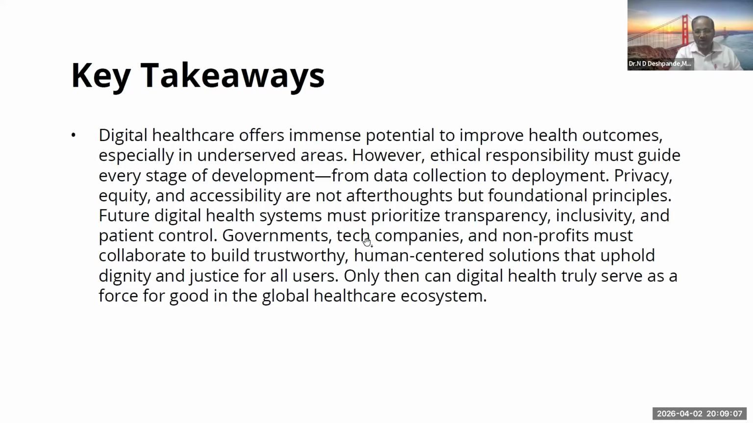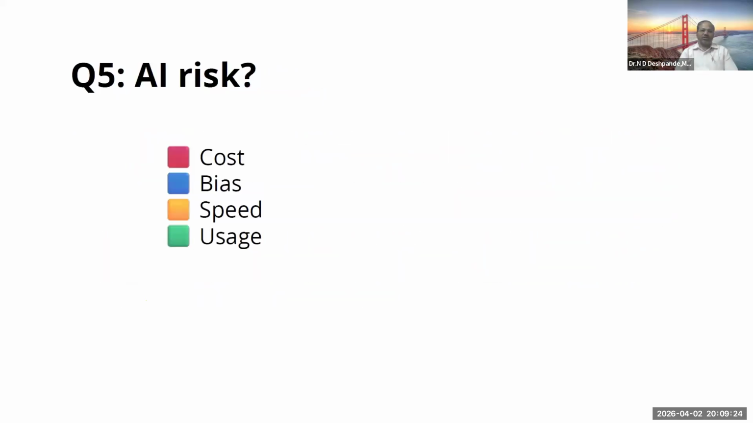So governments, along with tech companies and non-profit organizations, must collaborate to build trustworthy, human-centered solutions that uphold dignity and justice for all. Only then can digital health truly serve as a force for good in the global healthcare ecosystem. Now, question: AI risk, is it about cost or is it about bias? Is it about speed or is it about usage?